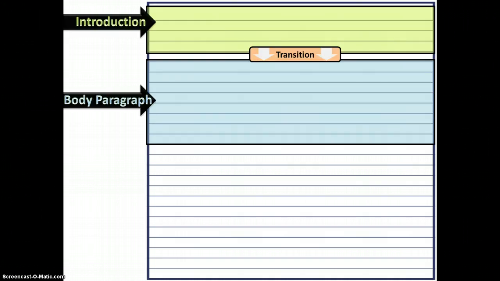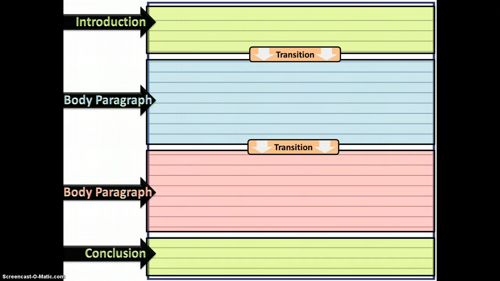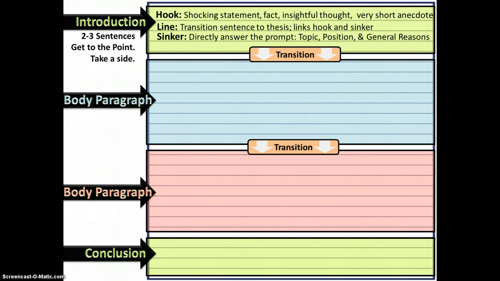for the expository or persuasive essay, and how those 26 lines is basically broken up into several required components. The first is an introduction, a transition, then a body paragraph, another transition and another body paragraph, then a conclusion. The introduction specifically includes the hook, the line, and the sinker.